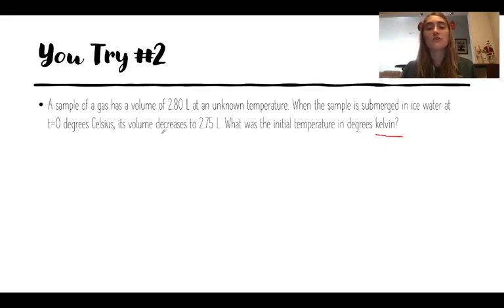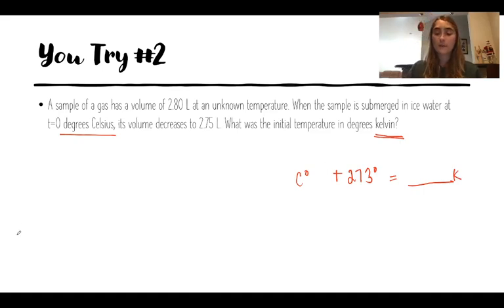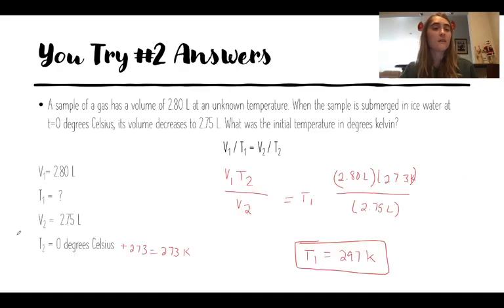Notice the unit change here. It gives you content in Celsius, but wants an answer in Kelvin. You will need to reference your sheet, but I will tell you that to get from Celsius to Kelvin, you add 273. So if you have an answer in Celsius, you add 273. That will give you an answer in kelvins. Okay, go ahead and give this a try and go to the next slide when you're ready.